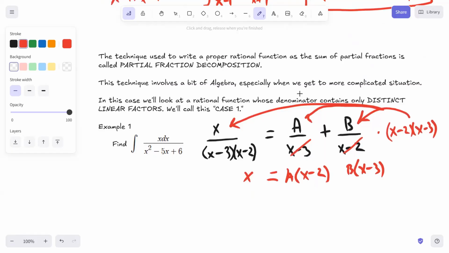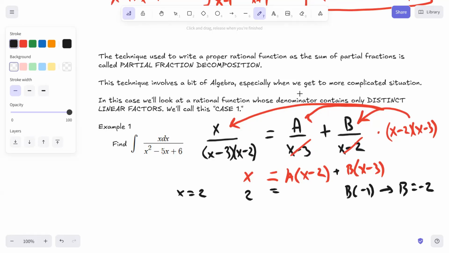The next step is you're going to want to pick strategic values of x to eliminate one or more of the factors to be able to solve for either a or b. So for example, if I let x equal 2, then this would be 2 equals a times 2 minus 2, which would just end up being 0. And then you would have b times negative 1. So b times negative 1 equals 2 implies that b equals negative 2.